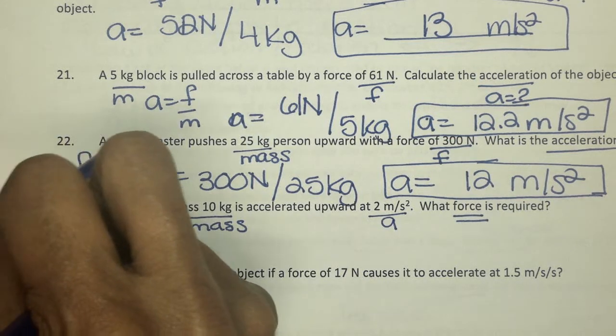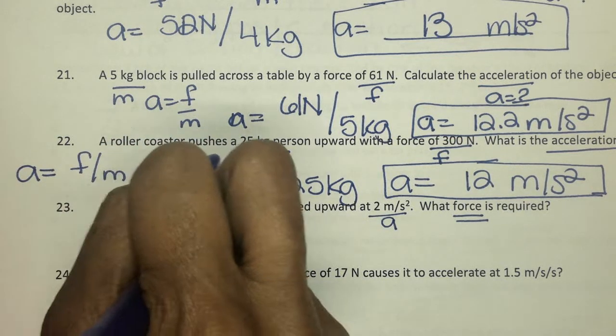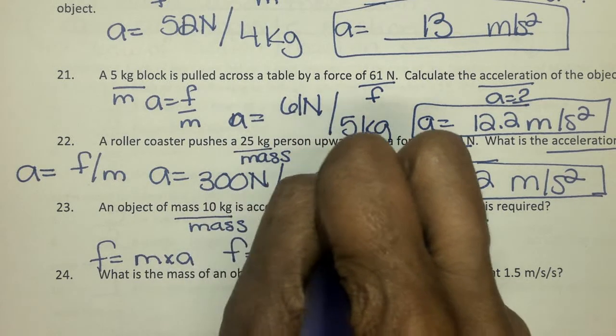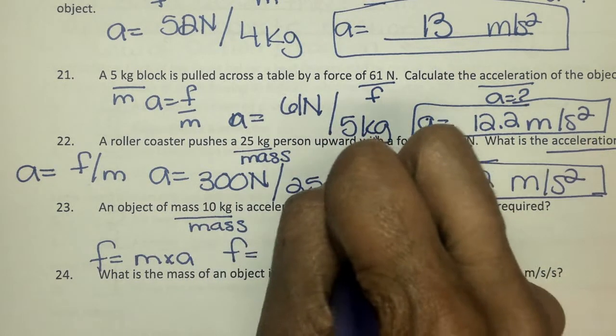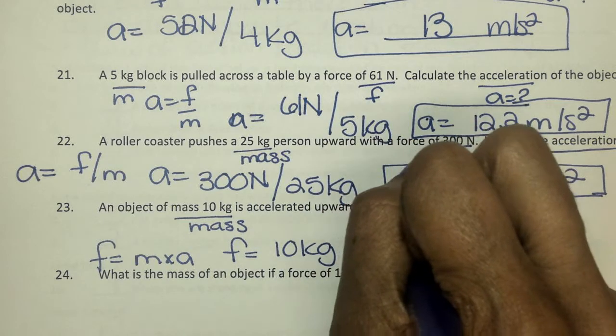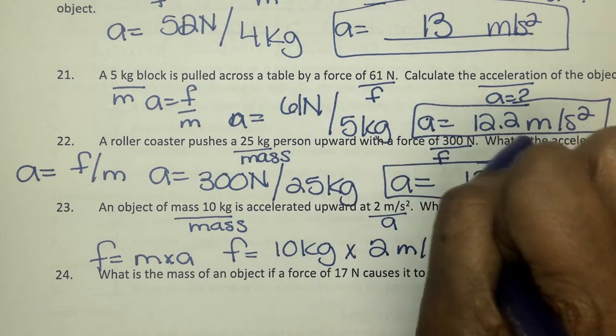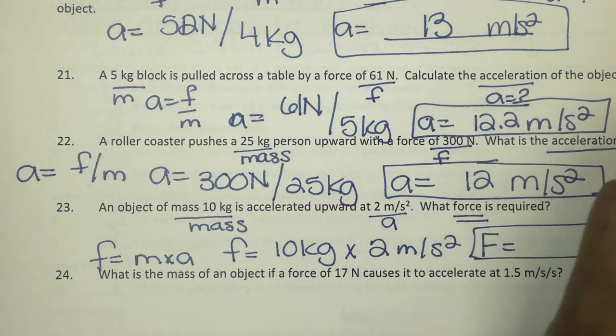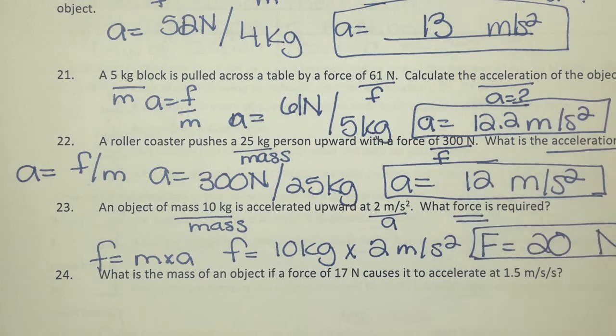So force is m times a. So my force is my mass, 10 kilograms, times acceleration, 2 meters per second square. Remember, force is always in newtons. So 10 times 2 is 20 newtons.